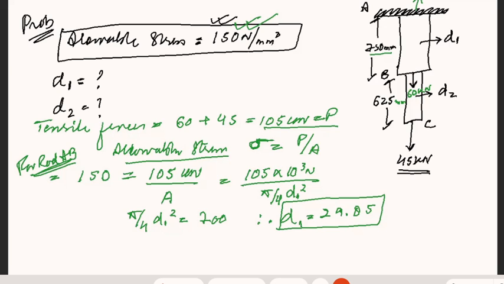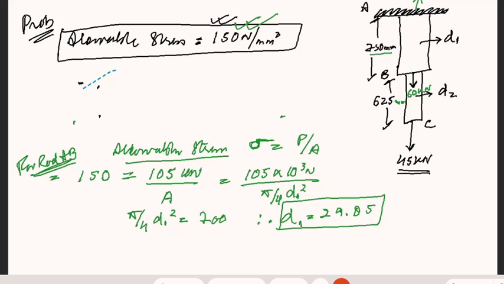Now when you talk about another member which is quite thinner than this, you need to calculate what? You again need to calculate your D1, sorry, D2. You are in need of calculating D2 now. Now, firstly, you will say, what will be the total tension in the rod? How much are the tensile forces or tension in BC?